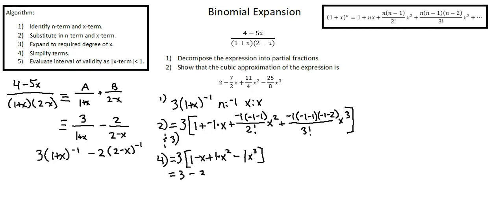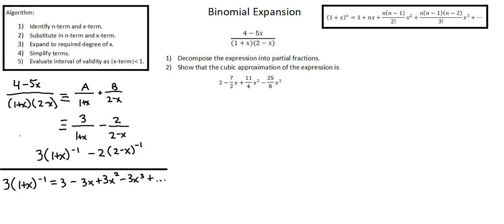And our final simplification, 3 minus 3x plus 3x squared minus 3x cubed, along with notation to show that this is an approximation of an infinite series. We'll complete step 5 of the algorithm after completing the expansion of the second binomial term and then combining both expansions. So I'll summarize our work on the first binomial term, and now we'll move on to our second term, and we'll perform that analysis in the next video.